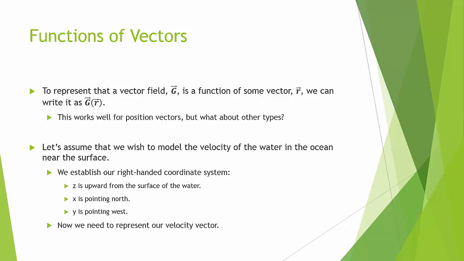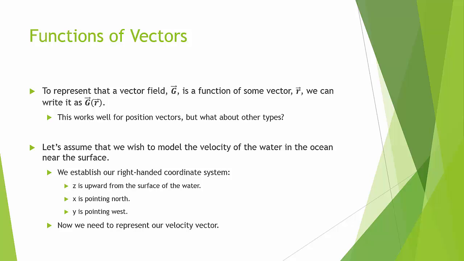This works great when you're trying to find a position vector, but what about other types of vectors? Pulling directly from the book, we're going to assume that we wish to model a certain portion of the ocean for water velocity, and that it's near enough to the surface.